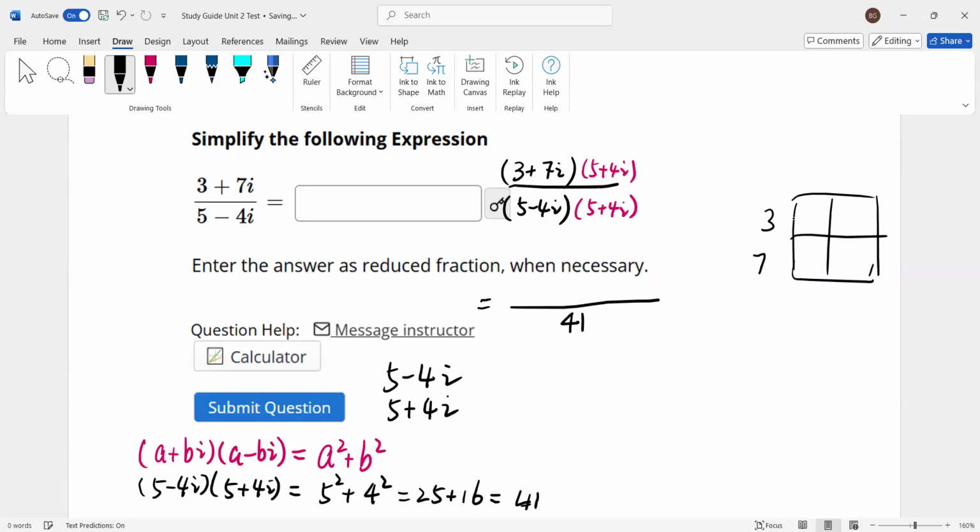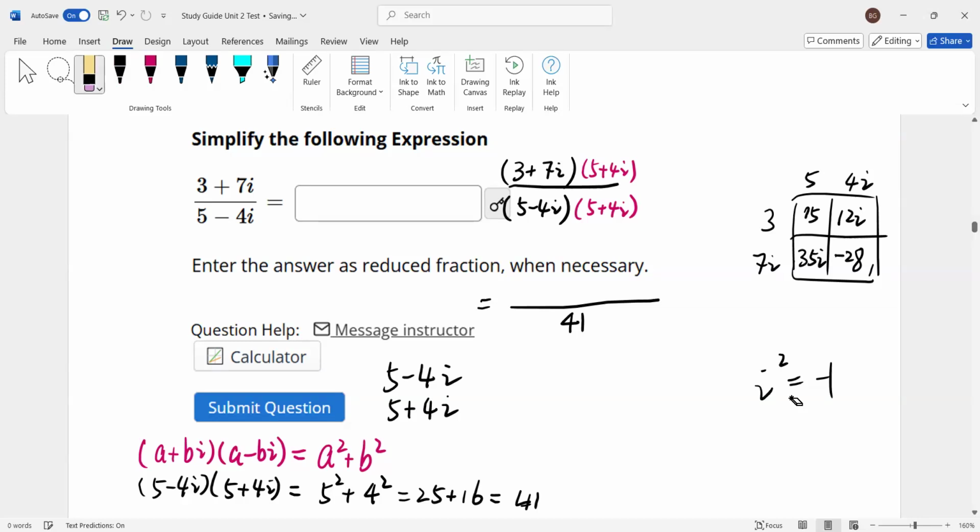3 plus 7i. The other complex number, 5 plus 4i. Row 1, column 1, 3 times 5, 15. Row 1, column 2, 3 times 4i, 3 times 4 is 12, 12i. Row 2, column 1, 7i times 5, 5 times 7, 35i. Row 2, column 2, we are multiplying 7i and 4i. 7 times 4 is 28. i times i is i squared. i squared is negative 1. So row 2, column 2 is negative 28.